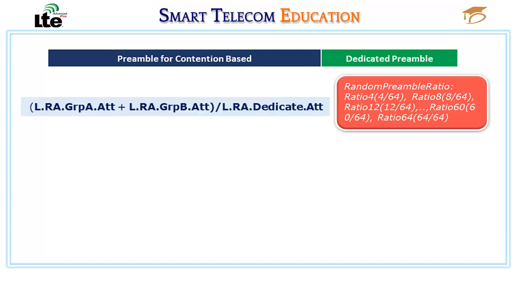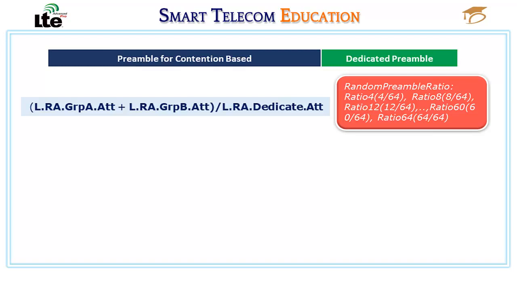The available 64 preambles in a cell are divided into preamble for contention-based and dedicated preamble. The ratio is defined by the random preamble ratio parameter. If the collision probability is high, the random preamble ratio can be defined using the ratio of the counters, LTE random access group A attempt plus LTE random access group B attempt, divided by LTE random access dedicated attempt counter.